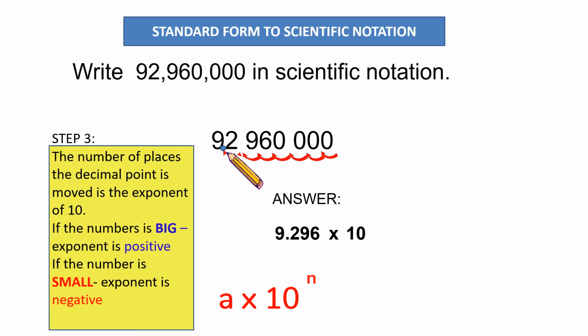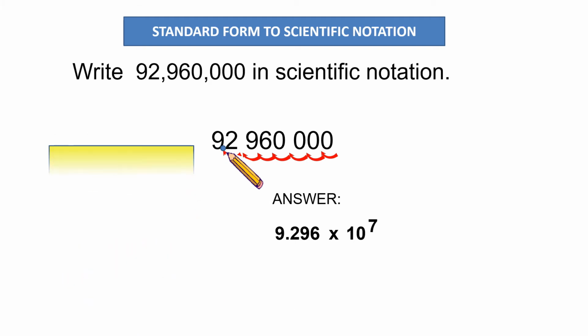And if the number is big, the exponent is positive. If the number is small, the exponent is negative. So, since our number is big, so kailan siya nagiging big number? Pag more than 1. Okay? Kailan po siya magiging small number? If it is less than 1. So, since this is a big number, ang exponent natin will be positive 7.